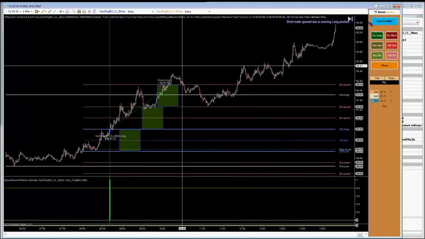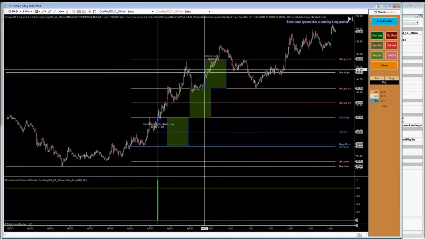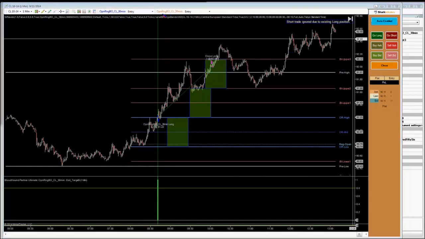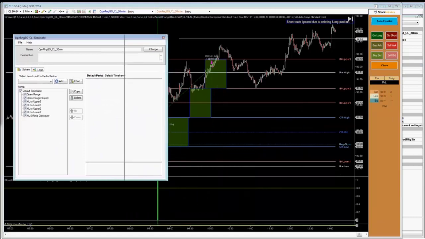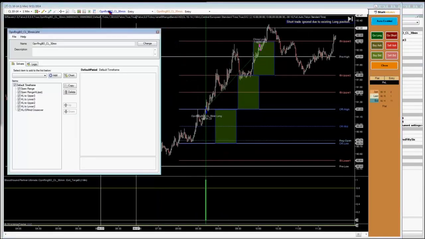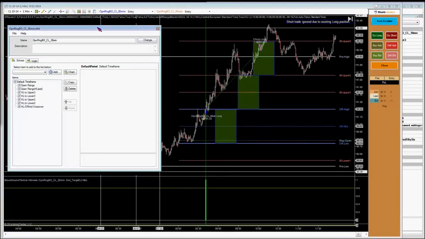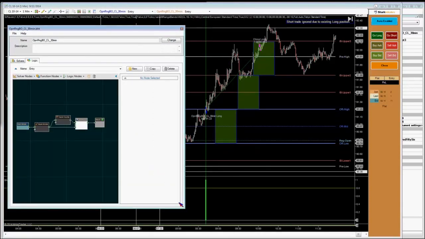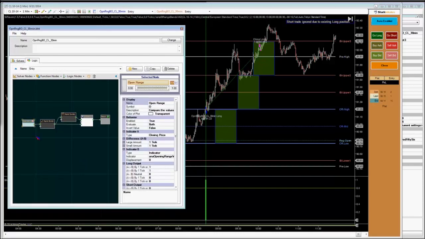So that's where BloodHound comes in. What we can do with this software is visual programming. In order to create this strategy and then do the testing, all I had to do was build these basic solvers, and it took me literally about 12.5 minutes to do this. So I have one solver, and that's the opening range breakout.